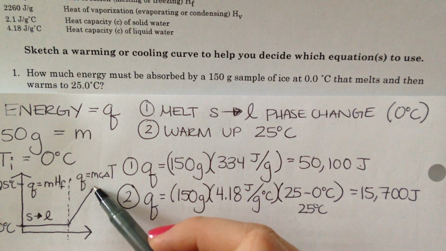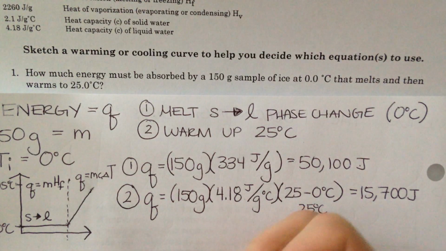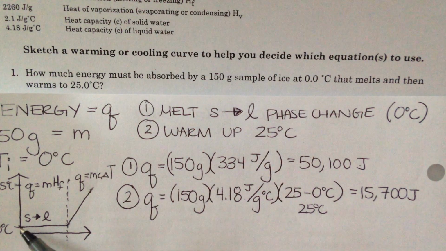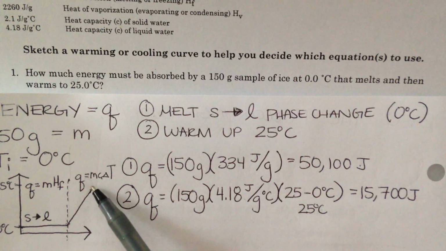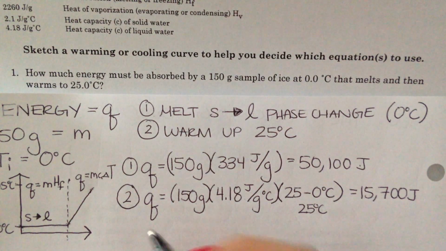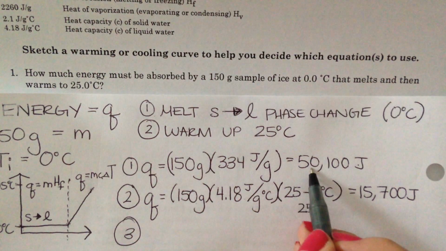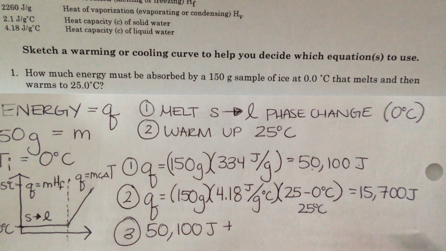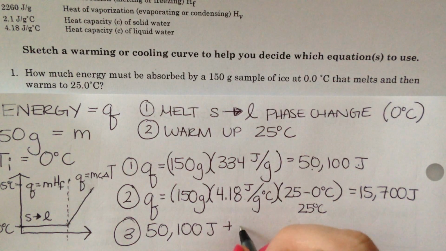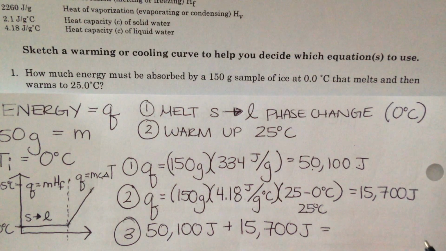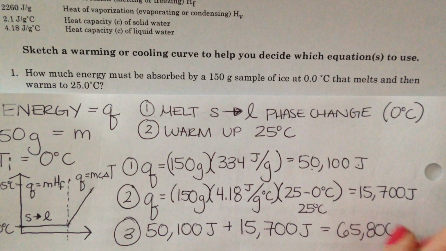to 25 degrees Celsius. Now, referring back to the question, it wants us to find the entire energy that's absorbed when melting and warming this liquid. So I have to add up both of my energies. So my third step is to take my first energy required to melt the ice, 50,100 joules, and add it to the amount of energy needed to warm up my liquid water. You should get roughly 65,800 joules of energy.